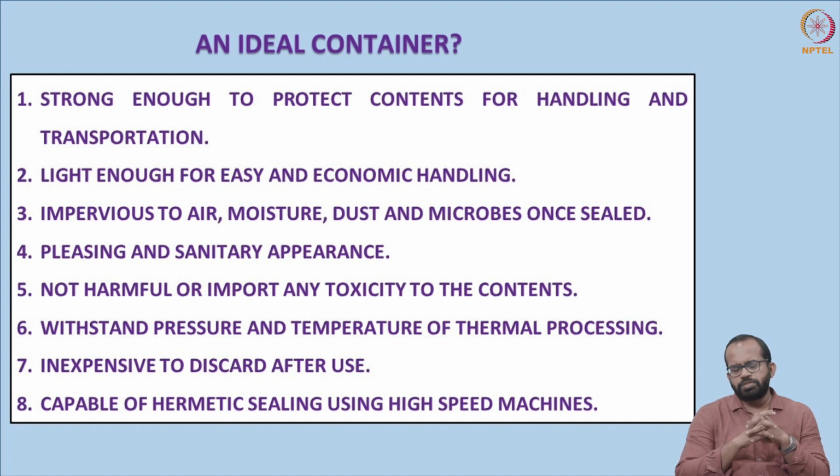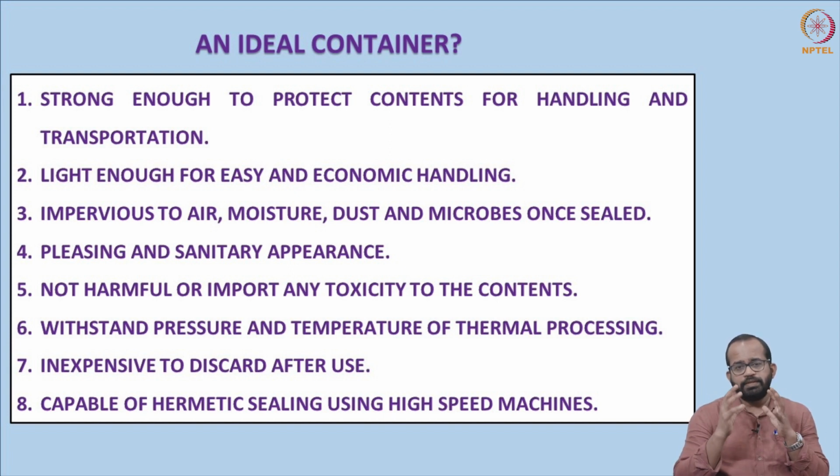And finally, one of the most important properties is that the material should be capable of hermetic sealing using high speed machines. So, the sealing property: different kinds of sealing methods are there, which we will be discussing eventually. But the ability to close the container airtight is one of the key features that we are looking for in canning. It should also be sealable using machines, so that the process is entirely automated. The machines can be involved and the sealing should be perfect, because otherwise the productivity will be reduced. If we can seal it only manually, that will significantly reduce the rate of production.